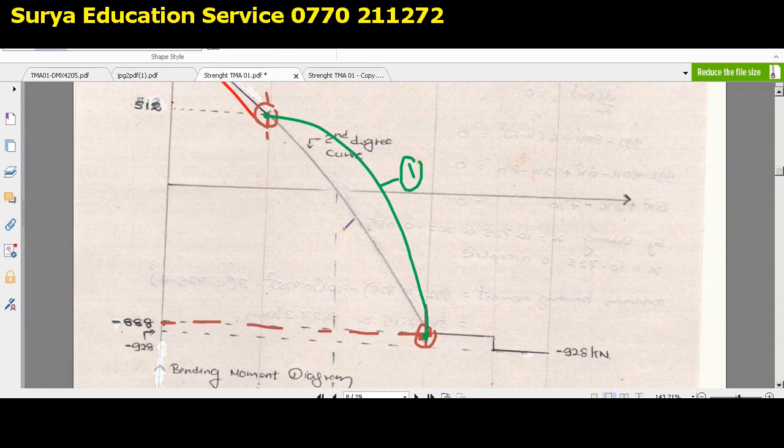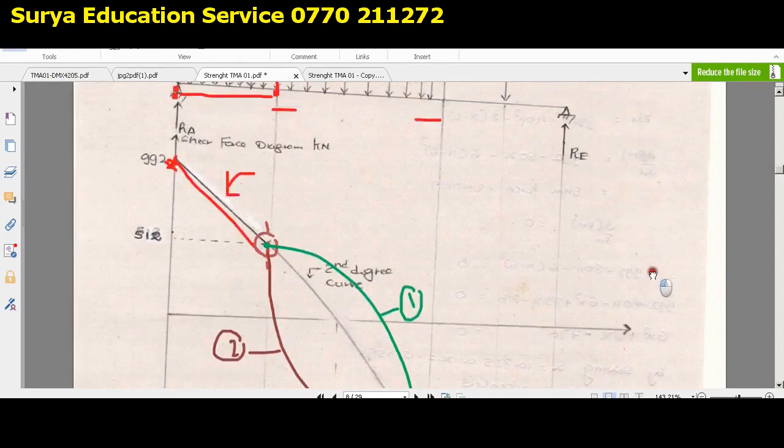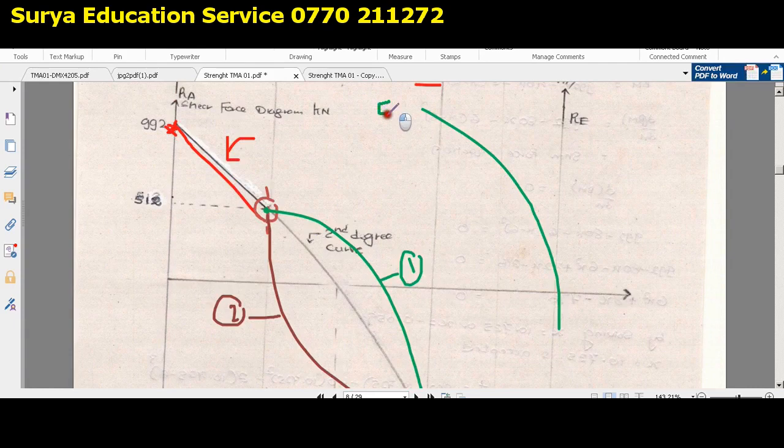Now there are two types of possibilities for how you can connect, and we should justify why we are getting such a curve. The next possibility is we can sketch a curve like this. So either type 1 or type 2. Let's analyze what sort of curve we should consider. Let me first consider the type 1 curve, which is like this. This is 512, this is minus 888, no doubt in that.